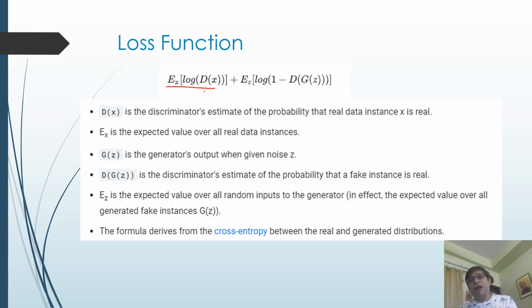E_x is the expected value over all real data instances, and G(z) is the generator's output when given noise z. Probably I should have discussed this earlier: one of the very interesting things about the generator is this noise z. So why do I give some noise to the generator?